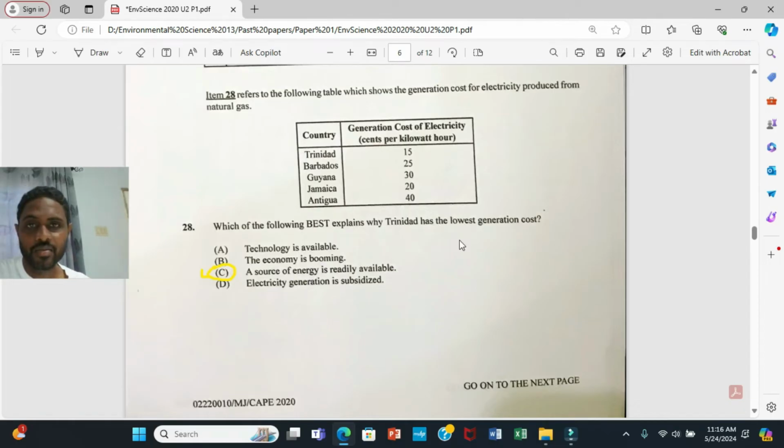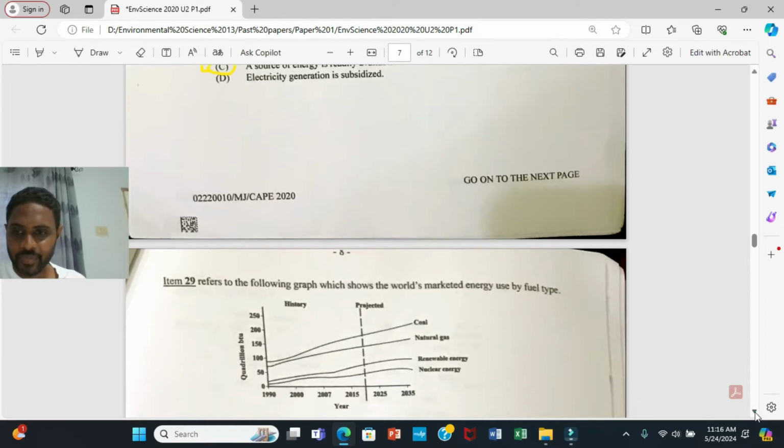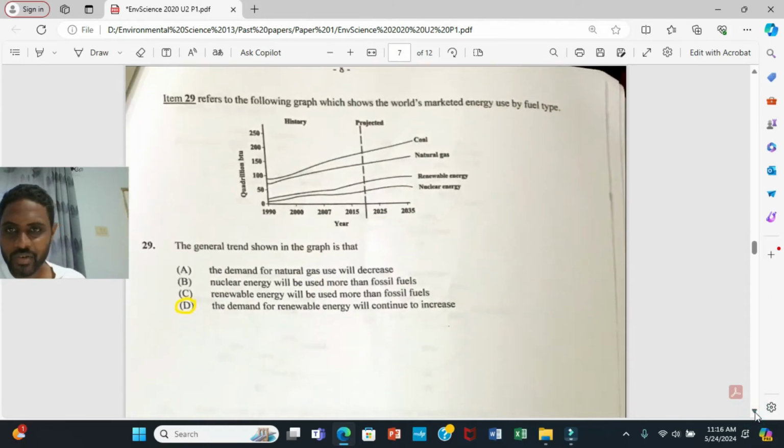Of course, guys, Trinidad and Tobago produce their own oil. Yeah, so that's the reason. They have their own oil sources there in Trinidad. Right. 29 refers to the following graph, which shows the world marketed energy used by fuel type. The general trend shown in the graph is that D, the demand for renewable energy, will continue to increase.